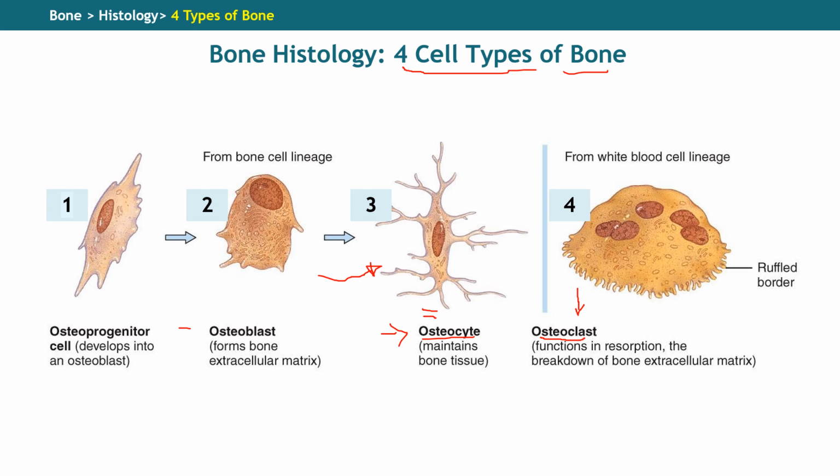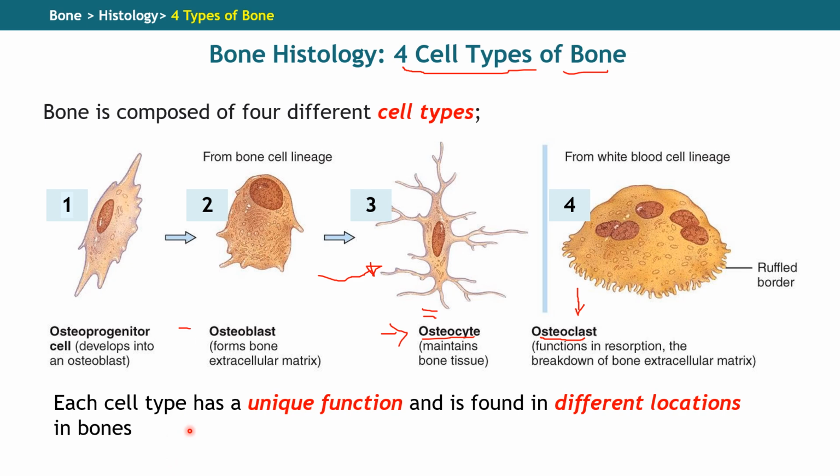So just to summarize before I move into the other section, remember that I told you there are four cell types. Each one has a unique function. One works as a stem cell, one produces the bone, this one maintains the bone, and this one destroys and reabsorbs the bone. And later I will show you they also have different locations.